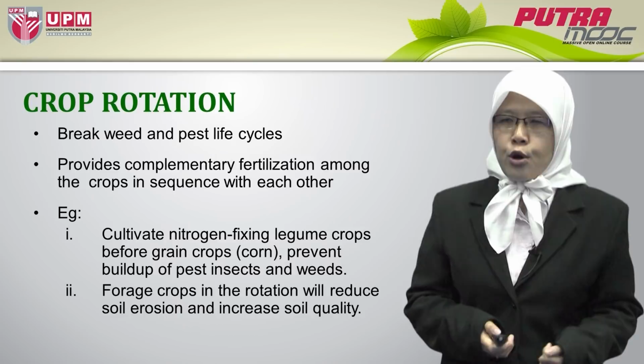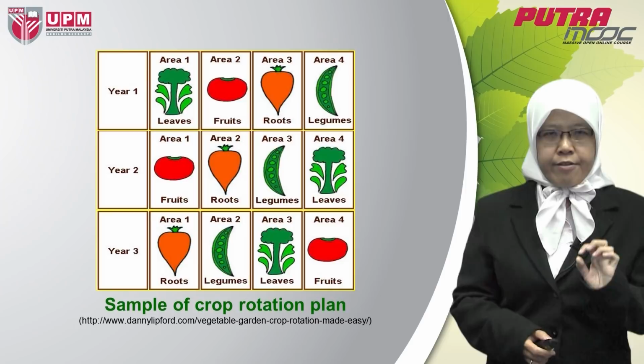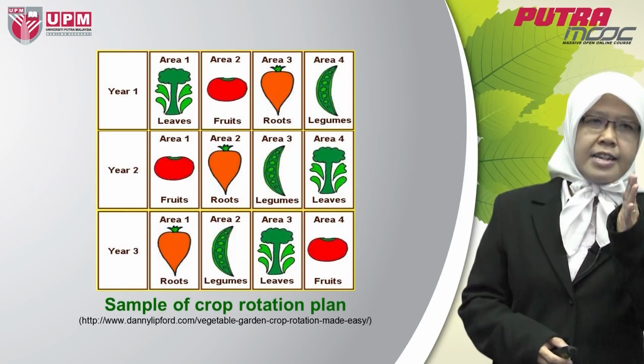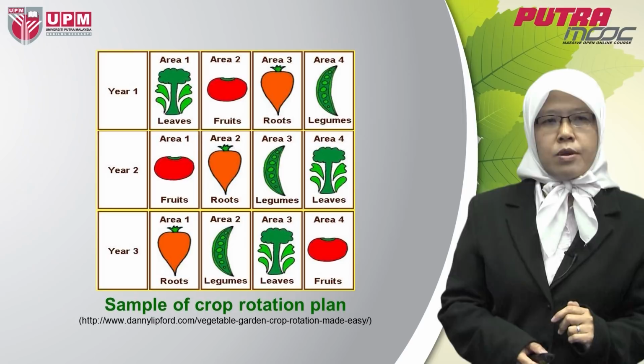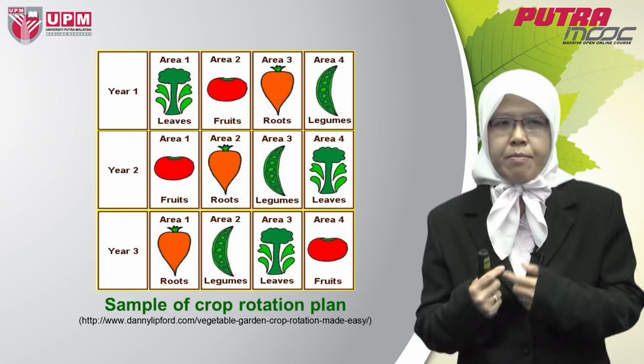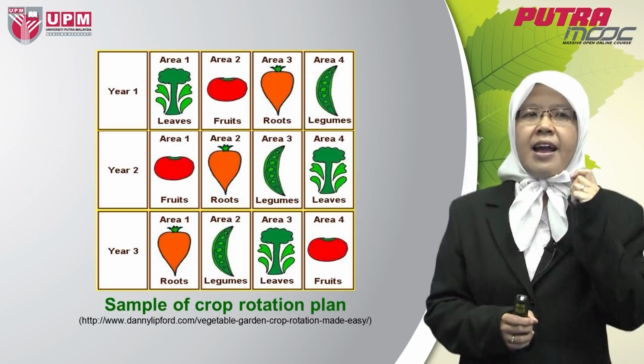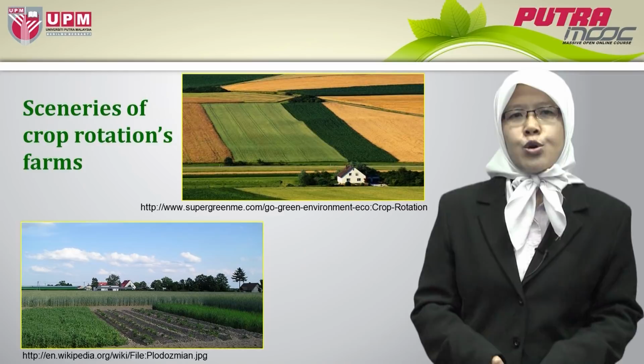This shows that in one area, in the first year we can plant leafy crops, the second year we plant fruits, and the third year we plant roots. We just rotate the type of plants in the same area. Never plant the same plants in the same area for two seasons in a row. This shows different examples of crop rotations.